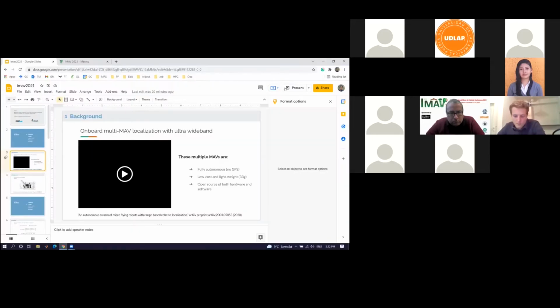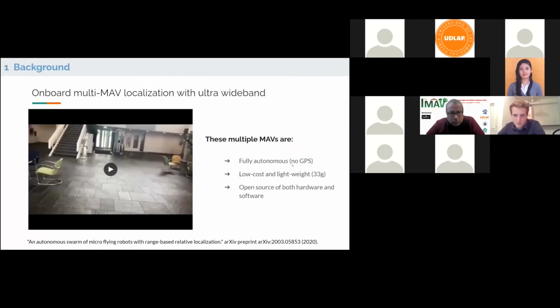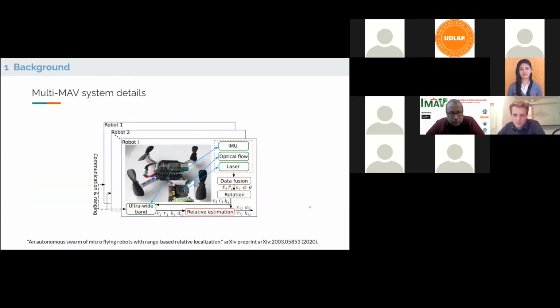Now let's get back to the slides. So these multiple micro vehicles are fully autonomous. That means they can fly without GPS, and without motion capture systems. They are low cost and lightweight, with only 33 grams for each drone. And also the hardware is open source. So our swarm code can be run directly on these commercial drones for this demo.